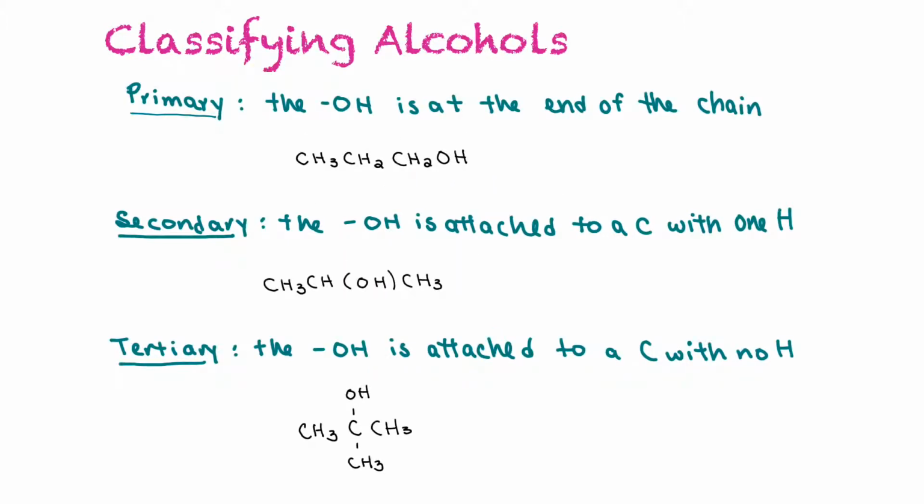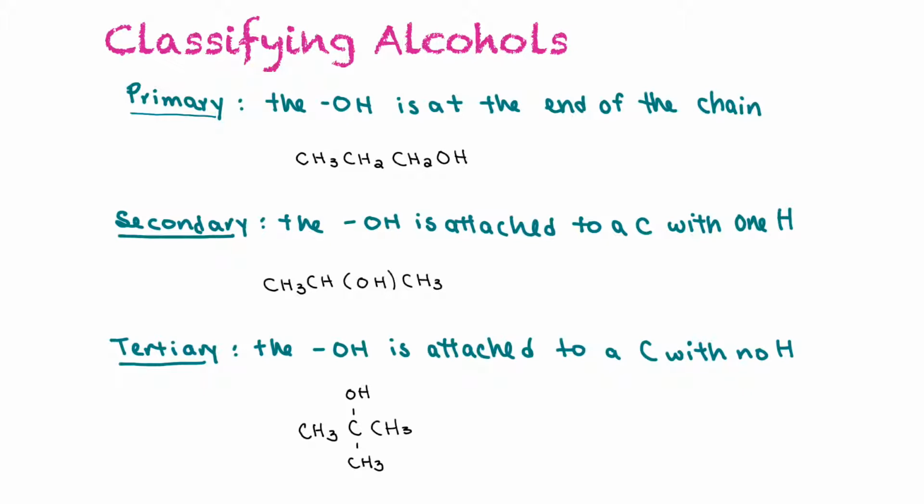So we can also classify alcohols as being primary alcohols, secondary alcohols, or tertiary alcohols. So primary alcohols, the hydroxyl is at the end of the chain. So this would be the example here. So 1 propanol, so the hydroxyl is on the first or last carbon.